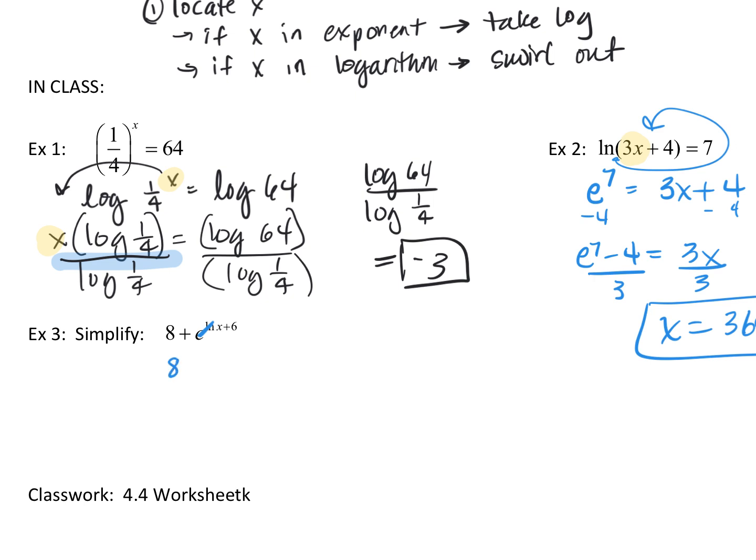So now I have 8 plus x plus 6. Combine like terms, so it's all you can do to that: x plus 14, and you're done. The trick on that is knowing the property that e to the ln of anything cancels out.